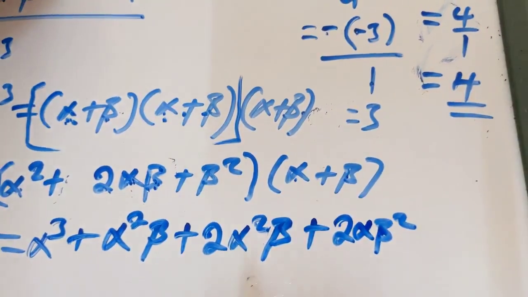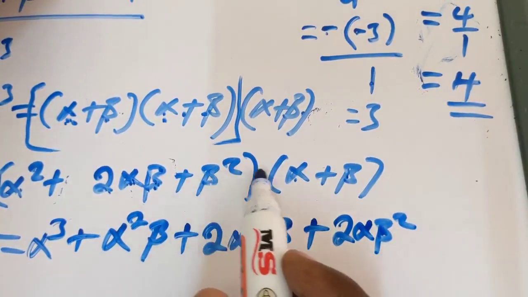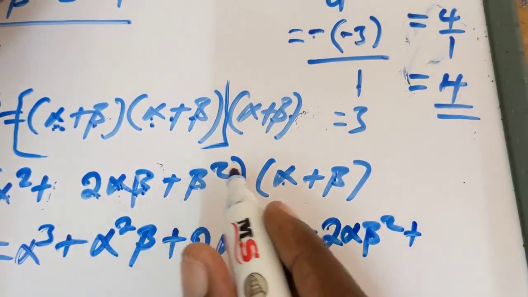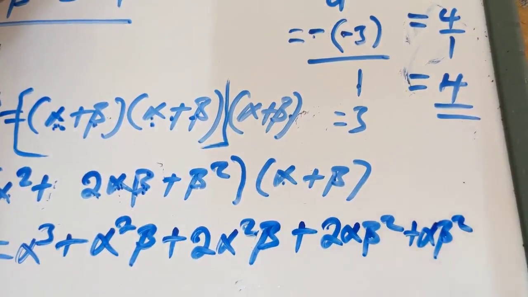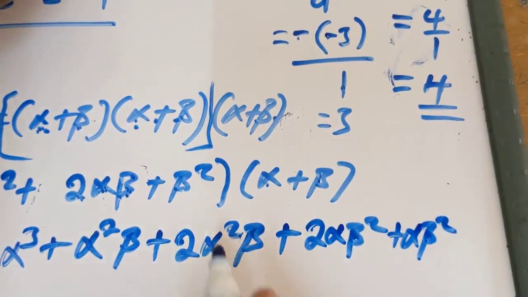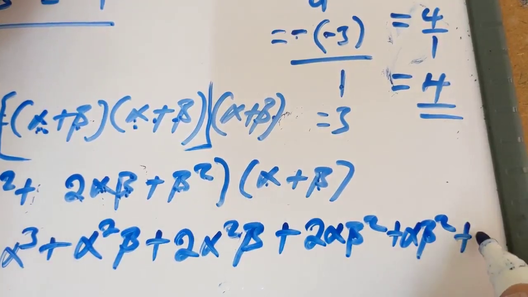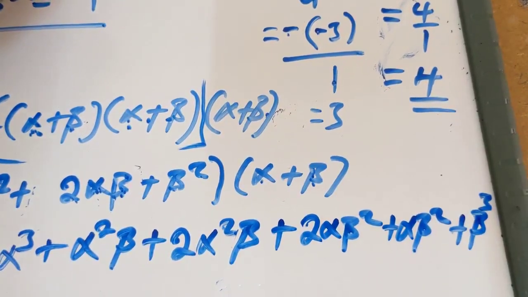Then we multiply this beta squared times everything again. So beta squared times alpha is going to be alpha beta squared. Alpha beta squared. Then beta squared times beta is going to be beta to the power 3, like that. Beta to the power 3.